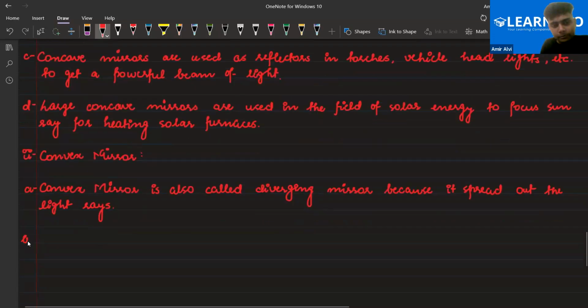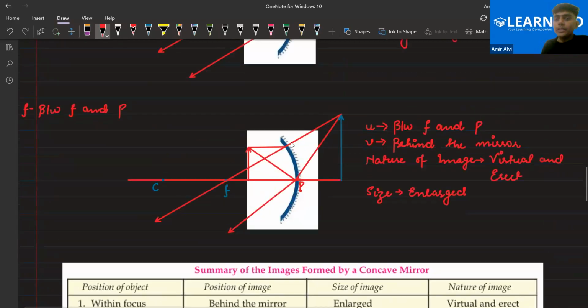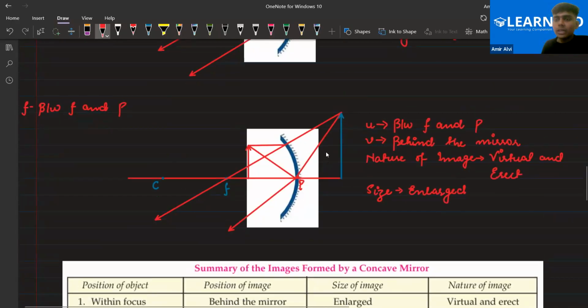Next one would be: convex mirror has a positive focal length, because the image intersection will always be behind the mirror.